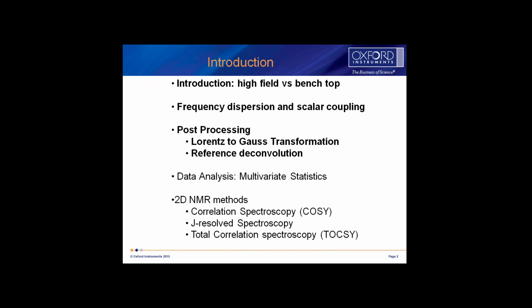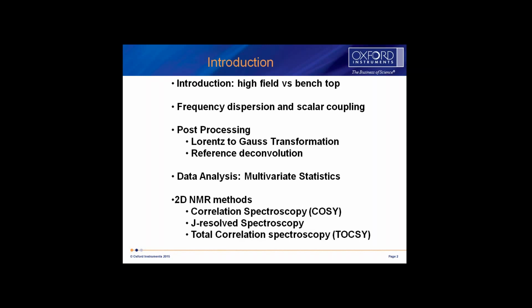We'll look at some post-processing strategies that allow you to improve your line shape, particularly the Lorentz to Gauss transformation and the reference deconvolution, and data analysis, chemometrics or multivariate statistics, as a way of looking at or treating the data as a whole. And finally, we'll spend some time looking at 2D NMR methods, that's correlation spectroscopy, J-resolved spectroscopy, and total correlation spectroscopy, TOCSY.